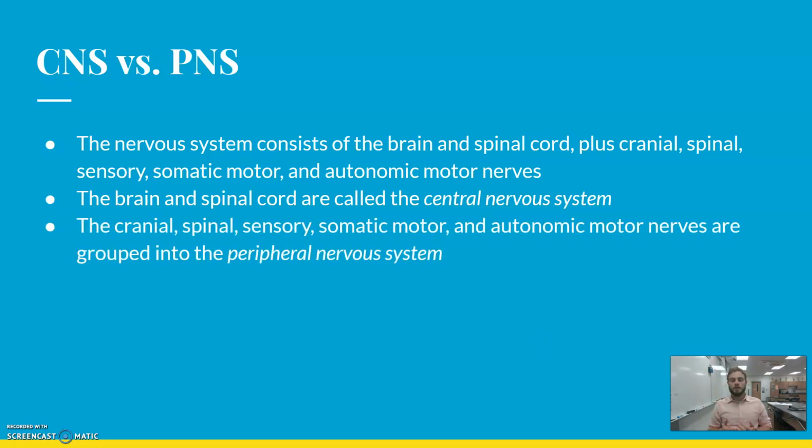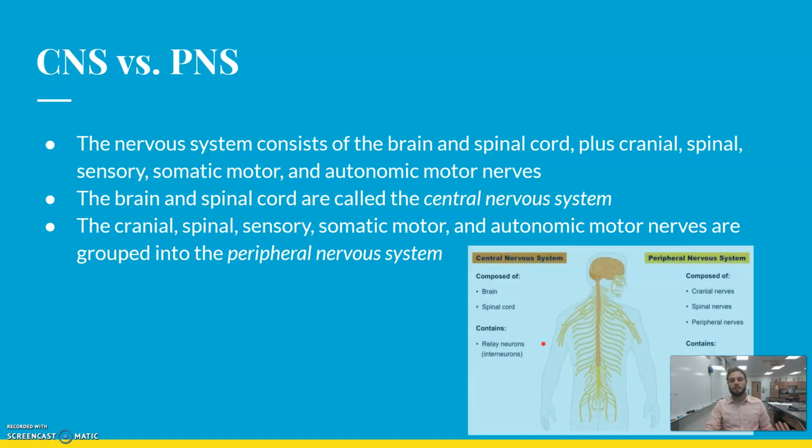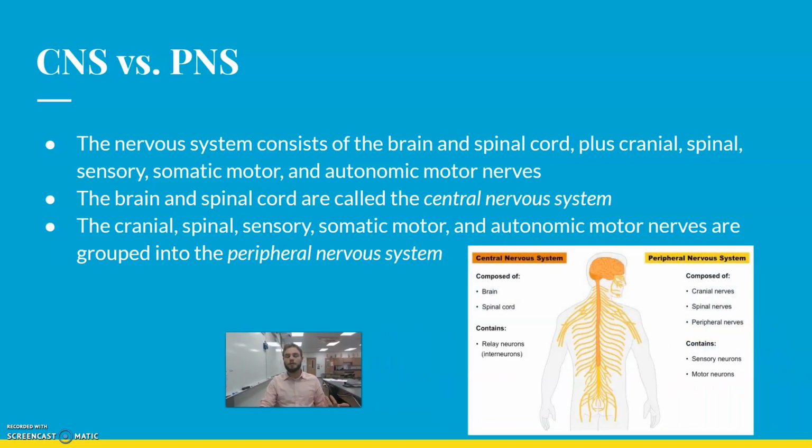All other nerves, cranial, spinal, sensory, somatic motor, and autonomic motor, are going to belong to the peripheral nervous system because they sit on the periphery of your body. Think of your peripheral vision, which is things on the edge. And so all of those nerves belong to the parts of your nervous system that are on the edge of the body and not sitting in a central location.